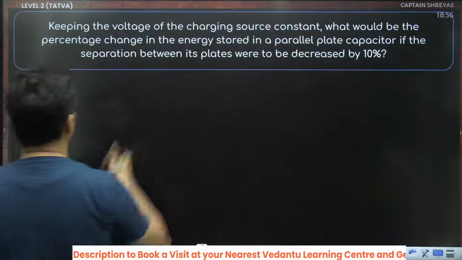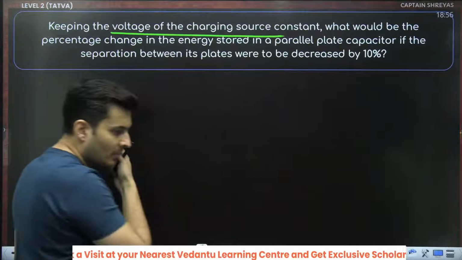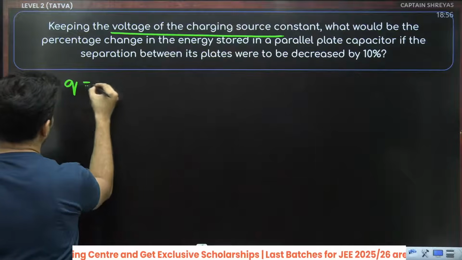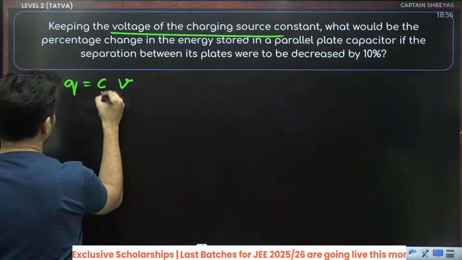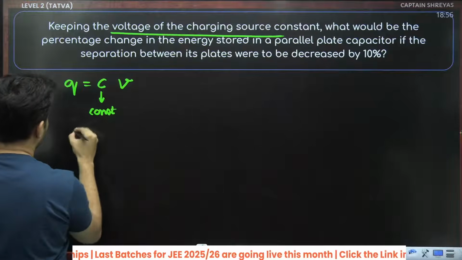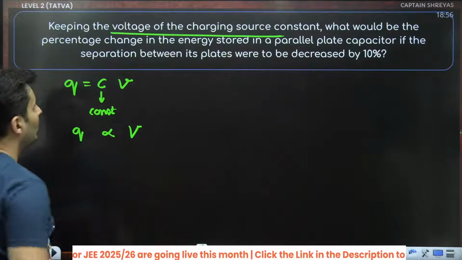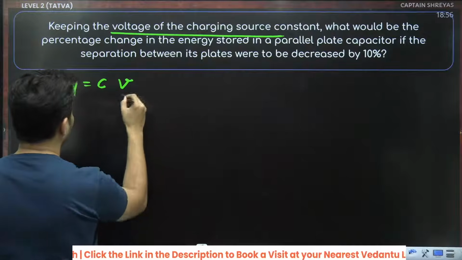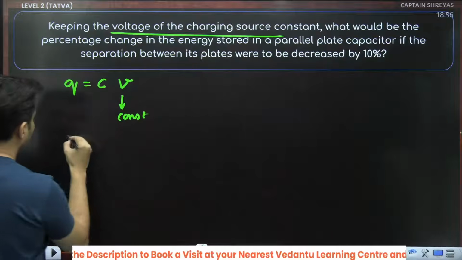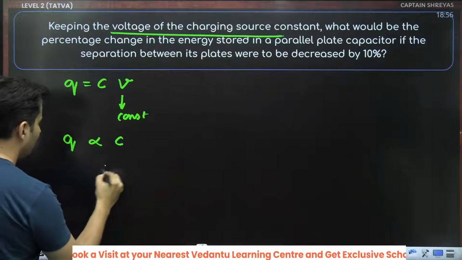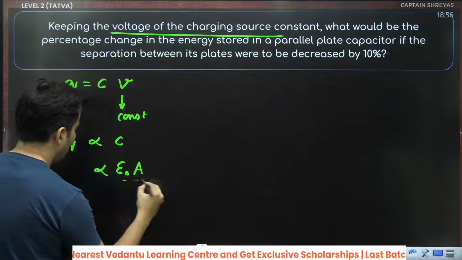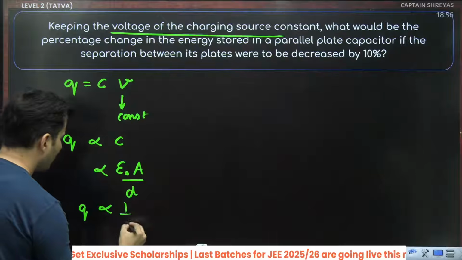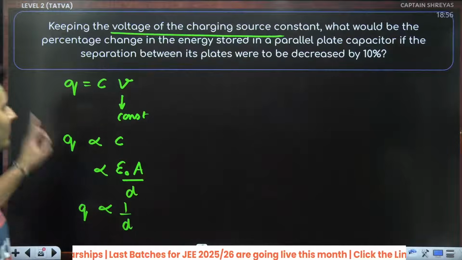Keeping the voltage constant, very important. Voltage is constant. That means charge will change if capacitance changes, okay? Because Q is equal to C into V. Sorry, voltage being constant, my bad. Voltage being constant, charge is directly proportional to the capacitance, but capacitance is epsilon naught A by D. This and this are constant, so the charge is inversely proportional to D. Wow, the charge is inversely proportional to D.